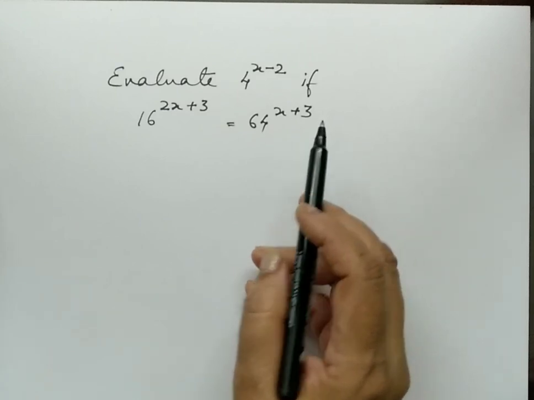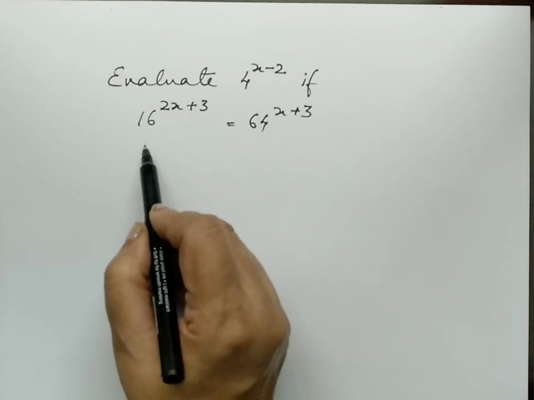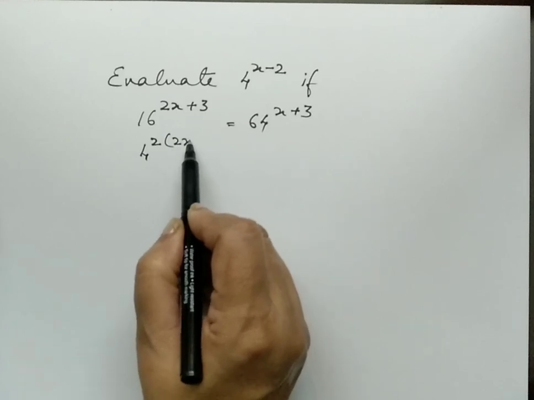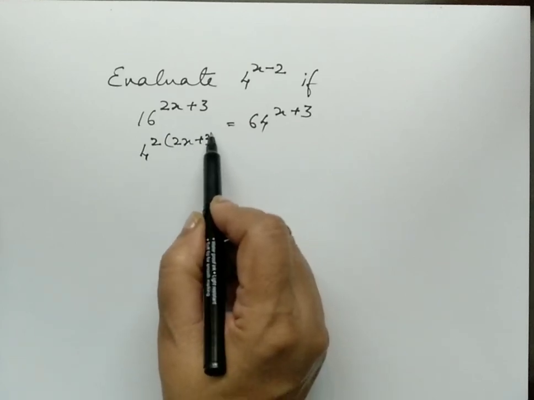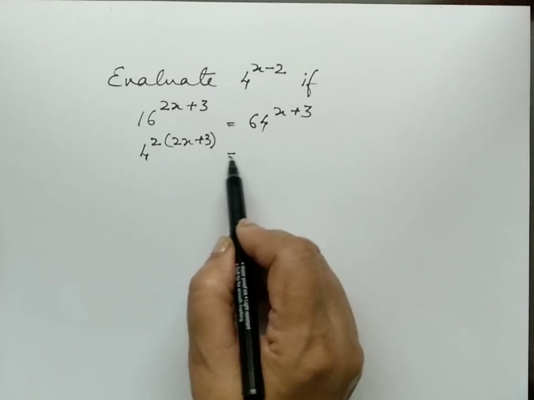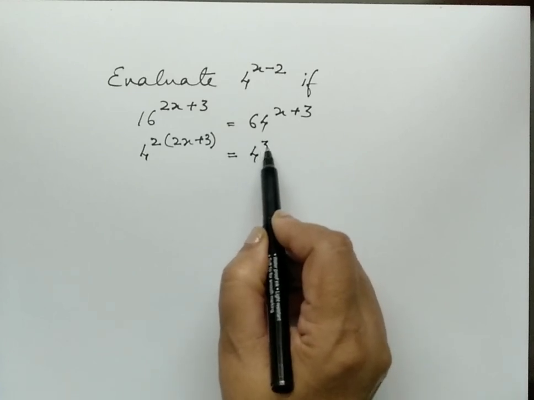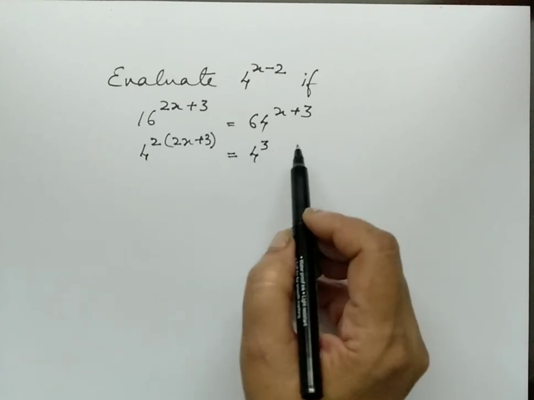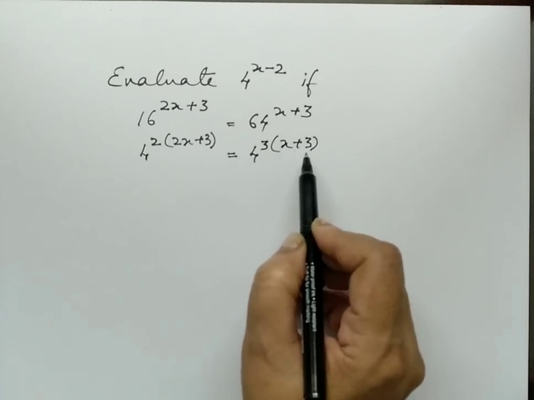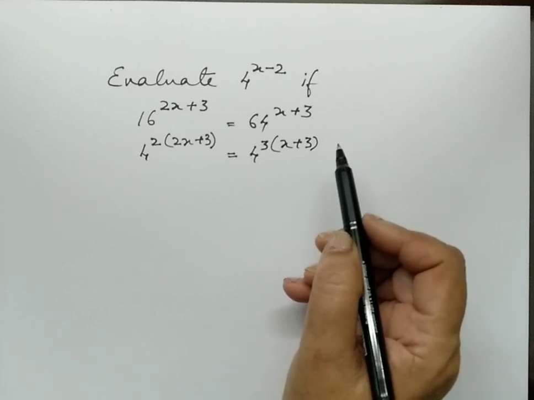So here we go. For 16, first step would be to give a power. We already have 2x plus 3 as the power given earlier. For 64 in terms of 4, it is 4 to the power 3. And outside we already have x plus 3 power. We'll go further to simplify.